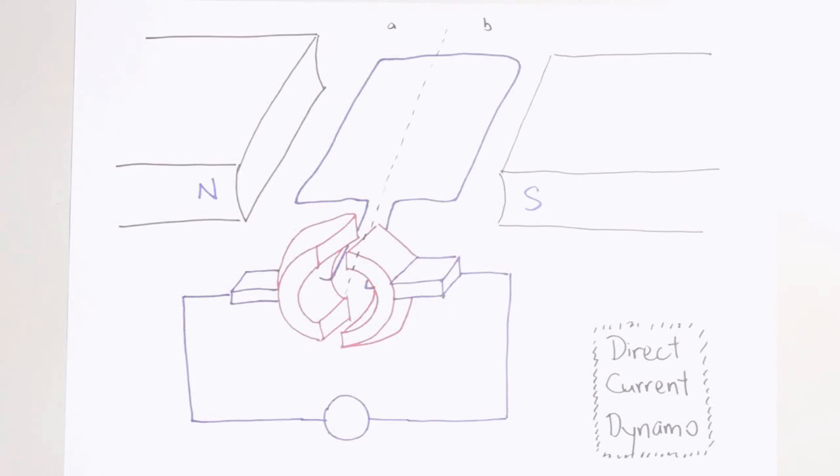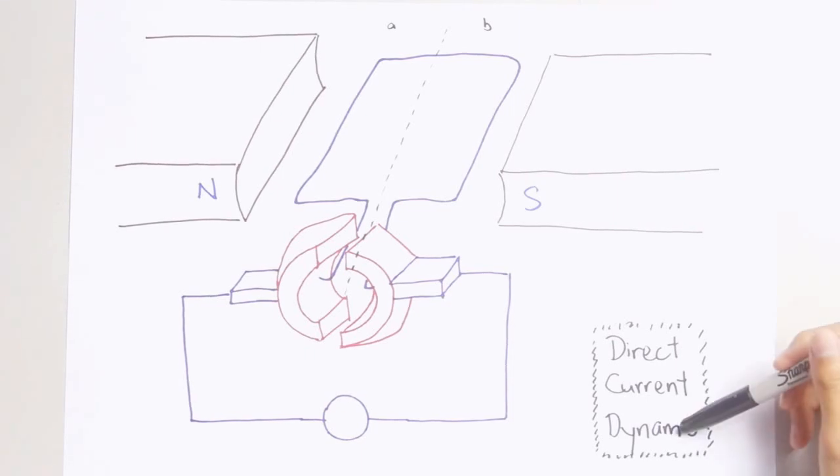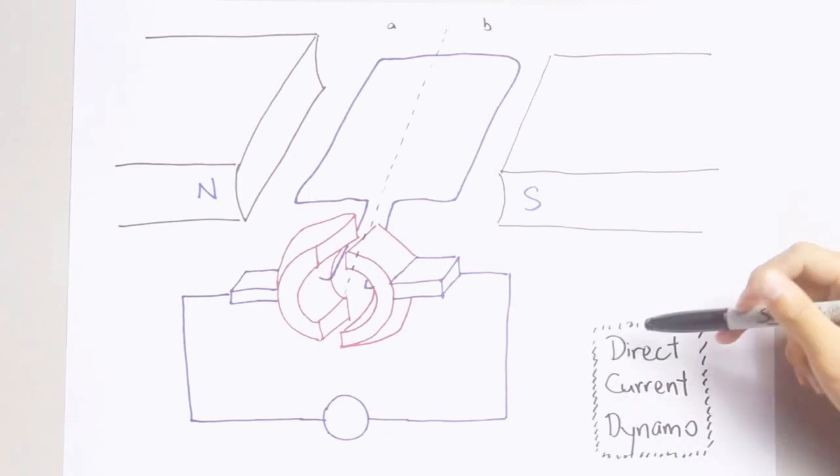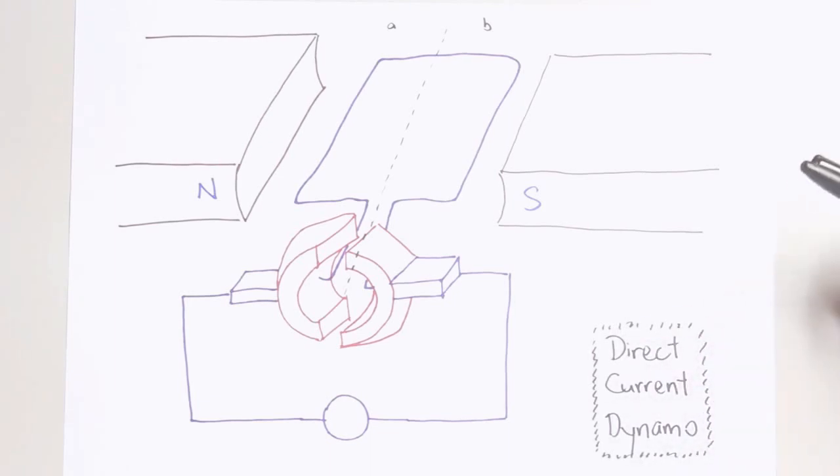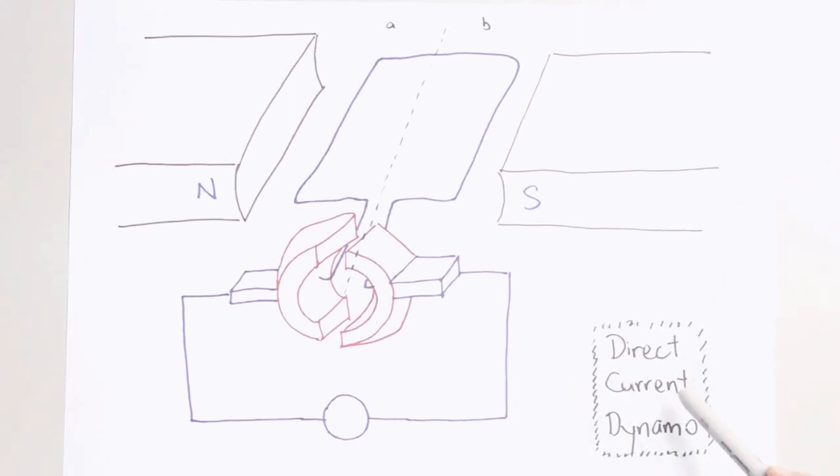For this tutorial video, we're going to understand the application of electromagnetic induction in a dynamo. So there are two types of dynamo. The first one, the direct current dynamo, and the second one, the alternating current dynamo. Today we will first learn the direct current dynamo.